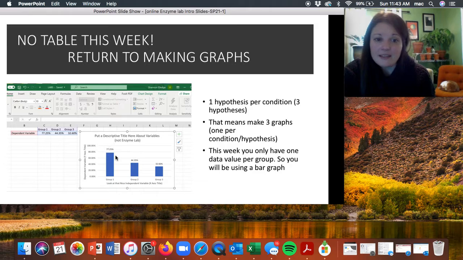I've added data labels. If you right click on your graph, you'll see format data labels, and you can add them or add data labels. Notice that I have a title that's not Enzyme Lab. I have my independent variable, which is my x-axis title, and y-axis title is over here. So keep in mind that the axis title is not the same as group 1, 2, and 3.